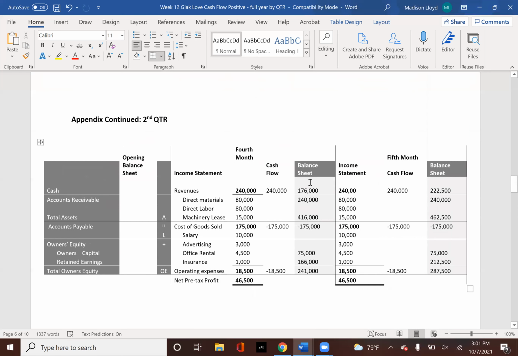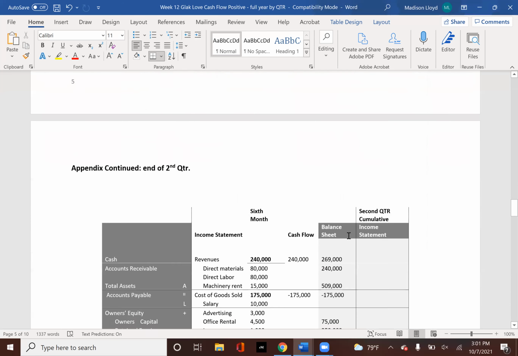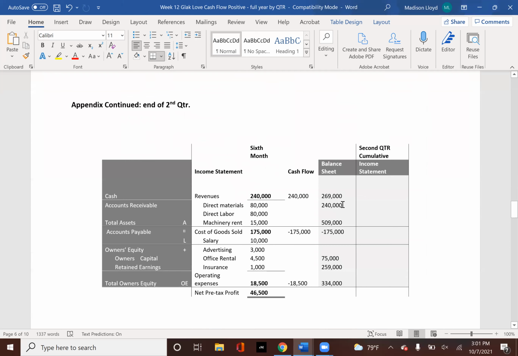As you can see, it's increasing every single time because we don't have to pay our cost of goods sold until after we get paid with our accounts receivable. That's why we're able to increase our cash flow. Go down here, $240,000 as our accounts receivable for this month, because that's our revenues. Your total assets, add your cash plus your accounts receivable. We'll use this number next month to pay off our expenses. Your accounts payable for this month, because we didn't pay our $175,000 from this month, record it there as a negative.